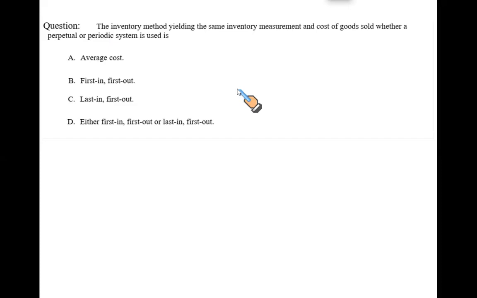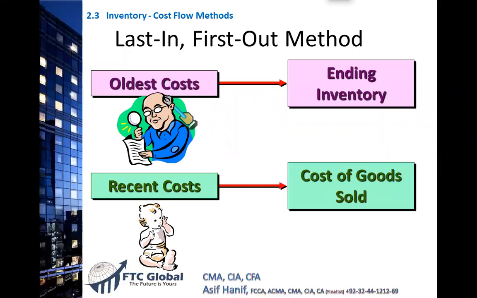And interestingly, that is not what you're likely to be tested. So as I said, the only method that gives you the same numbers, whether you use perpetual or periodic, is first in, first out. Otherwise, average cost and LIFO have different numbers under perpetual and periodic. I'm going to prove this to you with the help of an example as we go along, that they show different numbers and sometimes significantly different numbers. All right, so we got B to be the correct option.